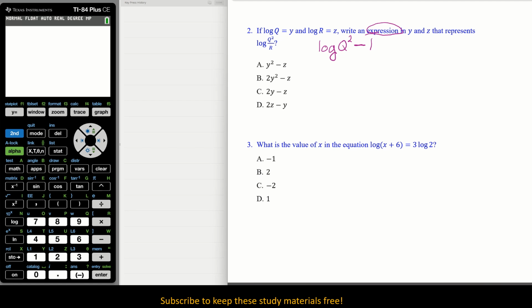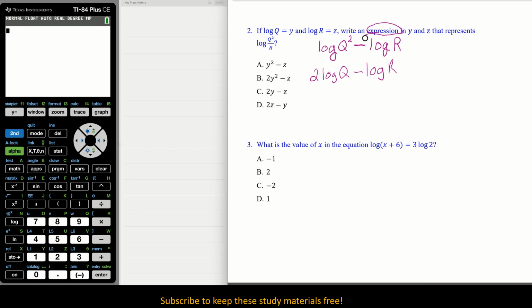So that is minus the log of R, because it's the denominator, so that's what you're subtracting. Log of R. Okay, so then what does this represent? Well, following the laws of logarithms, this first term actually is also equal to 2 log of Q. They're equivalent. So then we still have log of R.